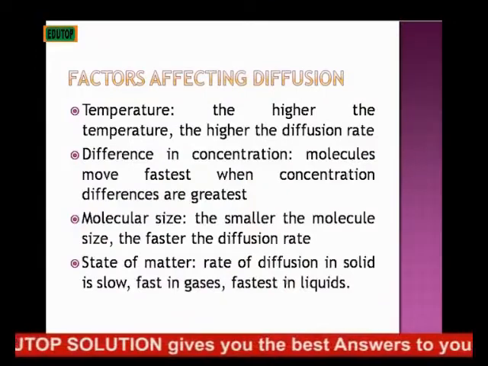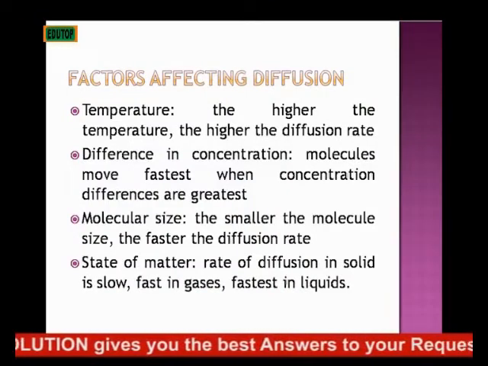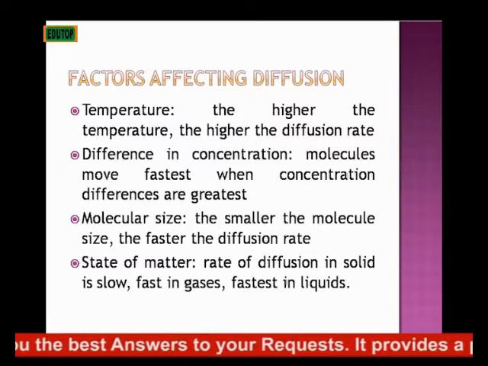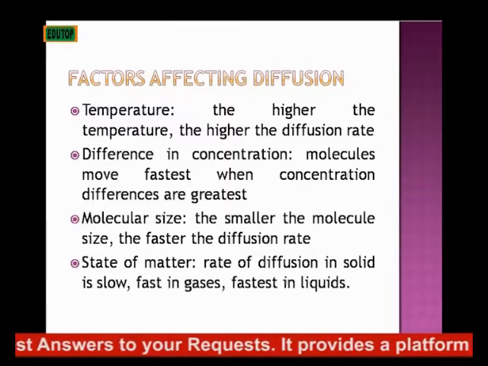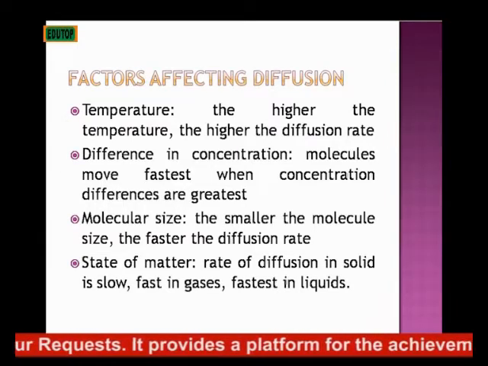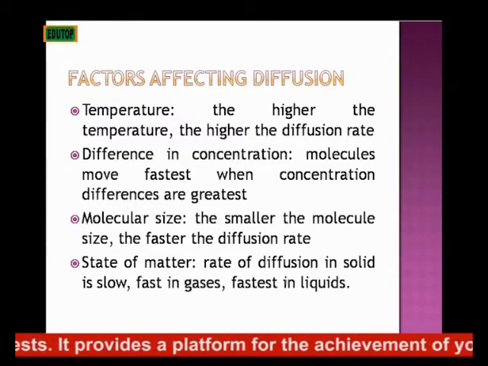What are the factors that affect diffusion? First is temperature. The higher the temperature, the higher the diffusion rate. So, for instance, another example is potassium permanganate, the purple colored dye that is used in clothes, or blue color.